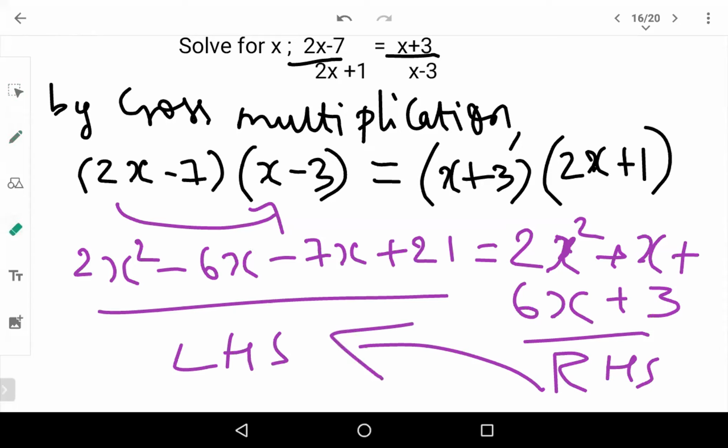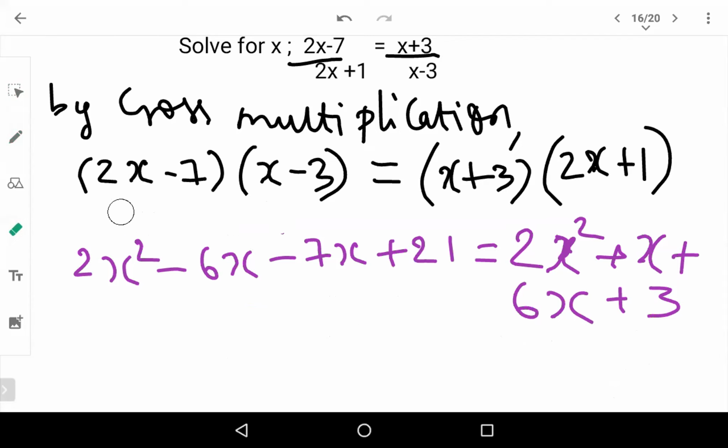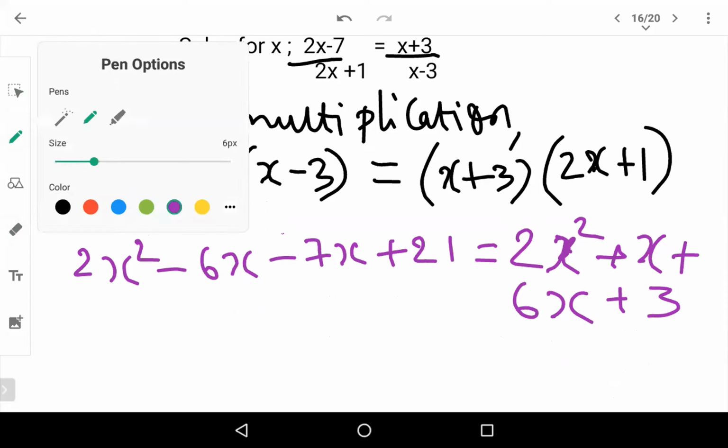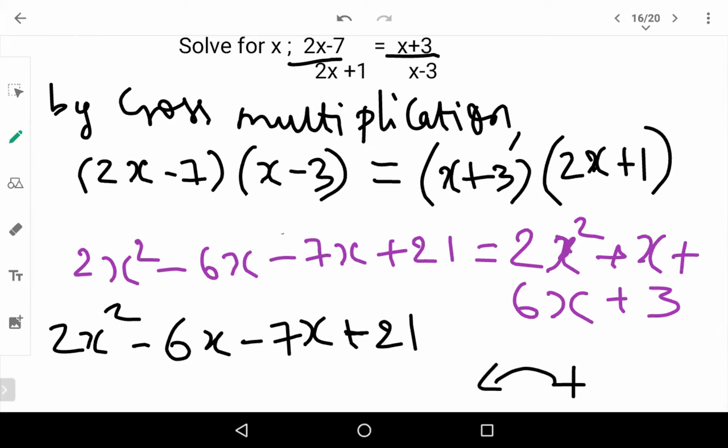Now what does that mean? Let me write it down. Okay, I'll change the color. So you have 2x square minus 6x minus 7x plus 21. Okay, this is on one side. Now the other side of equals to, let us get it this side. Now if I get plus from this side to the other side, what will it become? There's an equal to in between. If I get the plus from the other side to the side, it becomes minus.